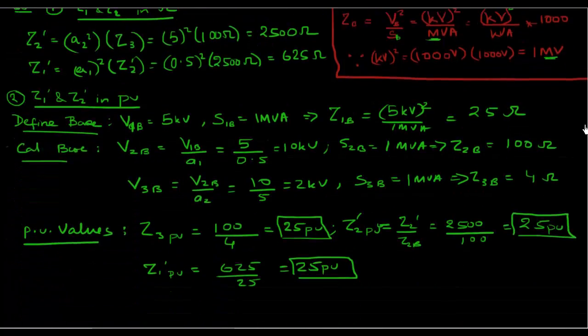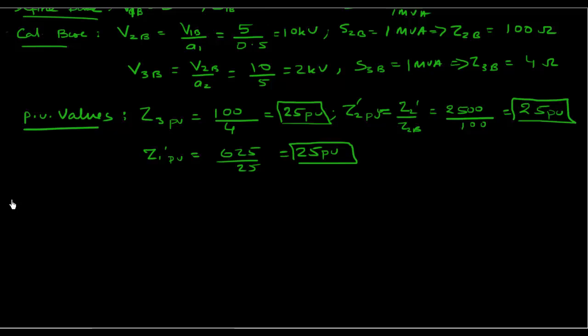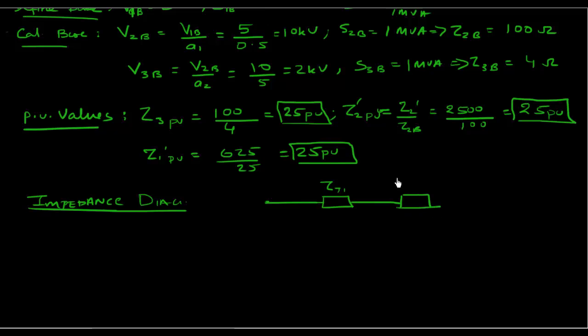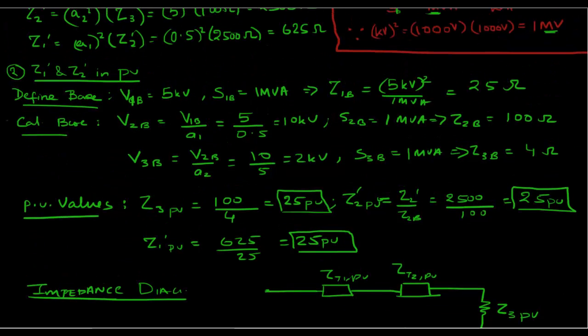What that means is I can basically get rid of my transformer. So if I was to draw an impedance diagram for that circuit up there, it would look something like this. This is my transformer 1 impedance. I have not mentioned there's no impedance given for those transformers, but both these transformers would have some impedance in per unit, and then that is Z3PU.